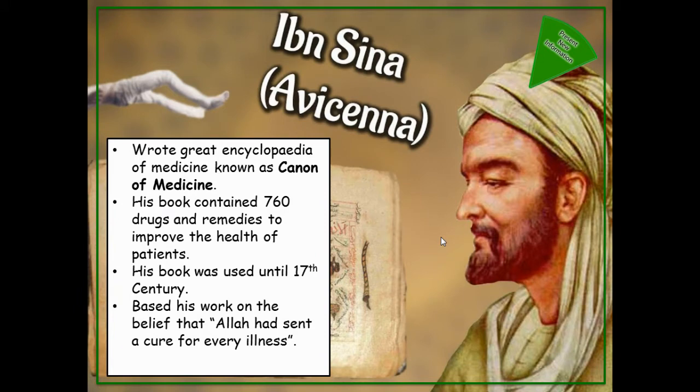And thinking about this, Ibn Sina produced the Canon of Medicine, which wasn't one book, it was a collection of many books that contained 760 drugs and remedies to improve the health of patients. So he looked at illnesses and he tried to, working through the body from the top of the head to the bottom of the feet, explain different drugs or remedies that could be given to people to make them better.